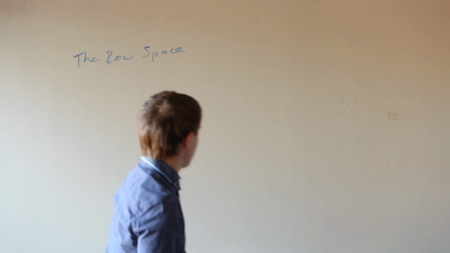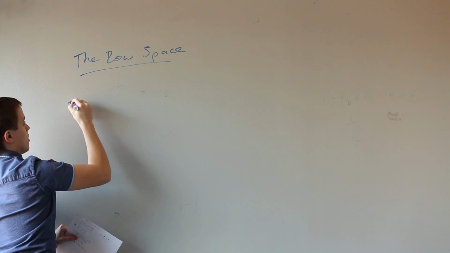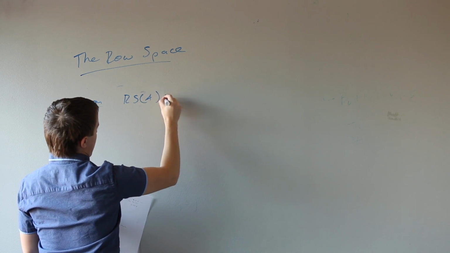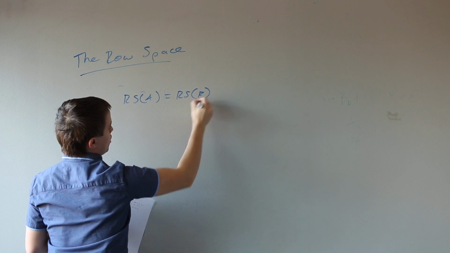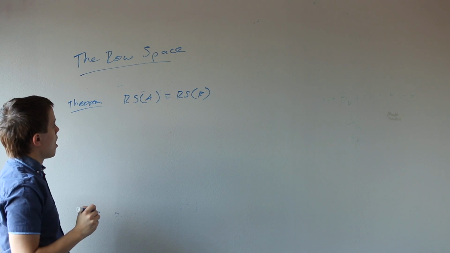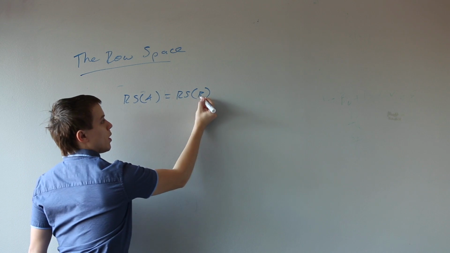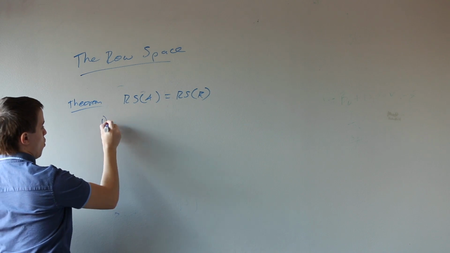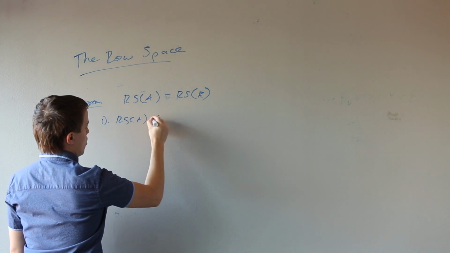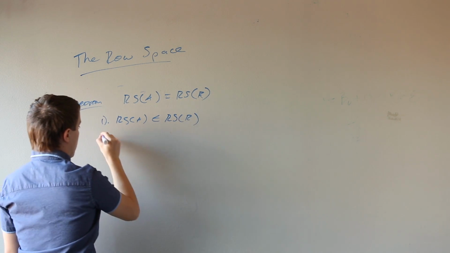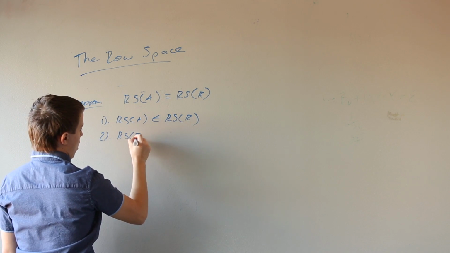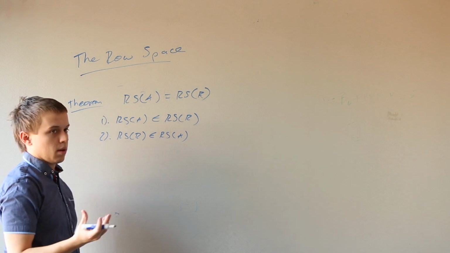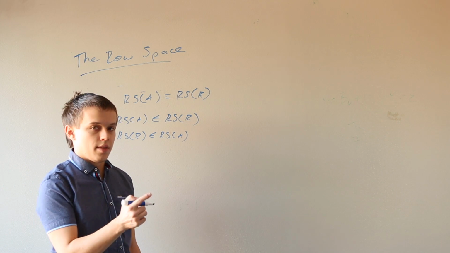Proof right here. I'm going to state this theorem here. The row space of a matrix A is equal to the row space of its reduced row echelon form matrix. Now, whenever you're showing that two spaces are equal, you have to show that one is contained within the other. So we have to show, one, that the row space of A resides within the row space of R, and two, that the row space of R resides within the row space of A. That's how you do what's known as a double containment proof. You have to show that one is in the other and then vice versa.